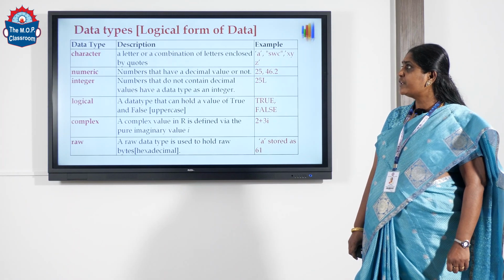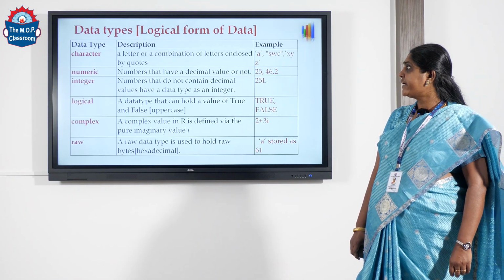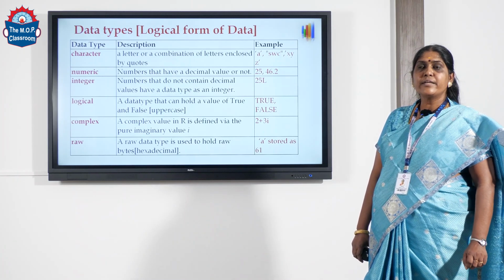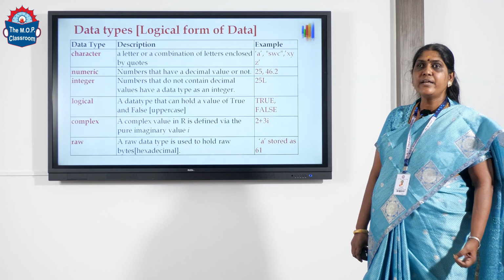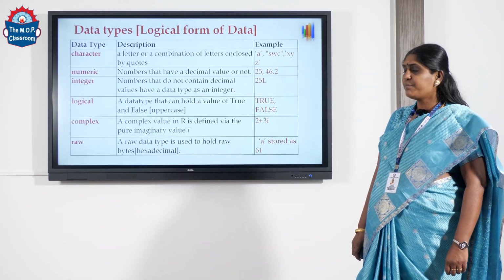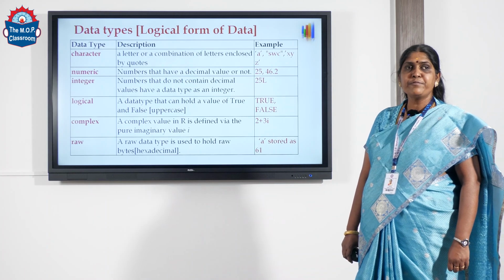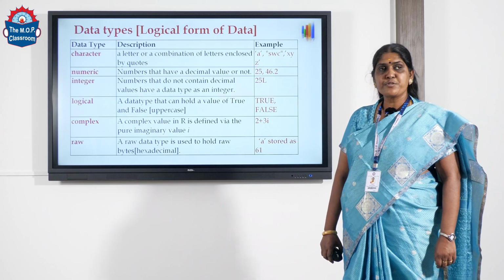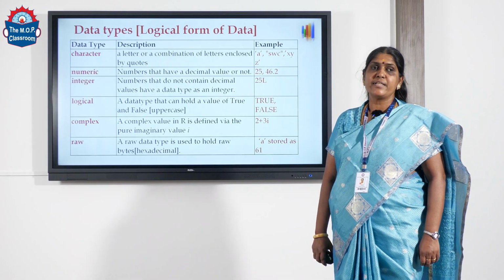Next we do have the numeric data type. Numeric data can have a decimal value or not. When the data type is numeric, it can either have a decimal or not. The example here is 25 for a numeric value without decimal and 46.2 for a numeric value with decimal.